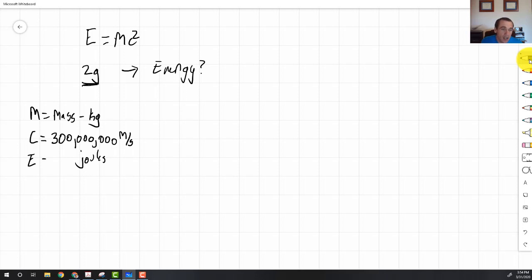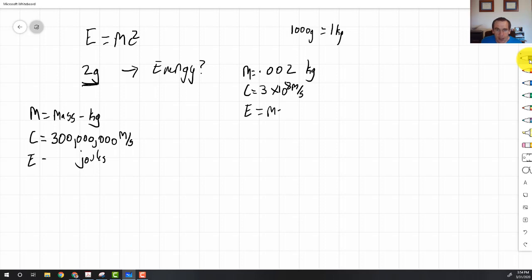So the first thing I do with this 2 grams is remember, kilo means 1,000. So there's 1,000 grams in 1 kilogram. And so 2 grams is 0.002 kilograms. So I have my mass, 0.002 kilograms, and I know C, 300 million, which I'm going to write as 3 times 10 to the 8th meters per second. And then I have E, which is what I want, which is just mc squared.